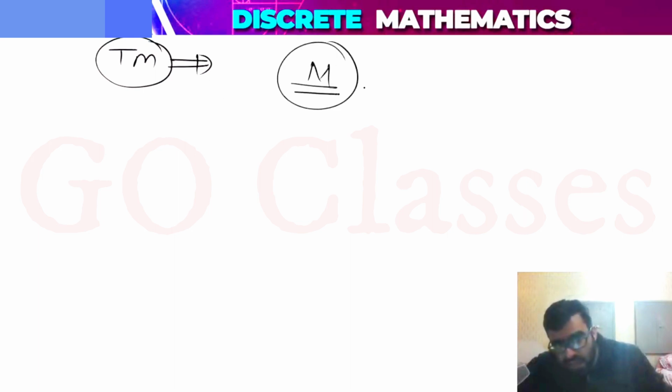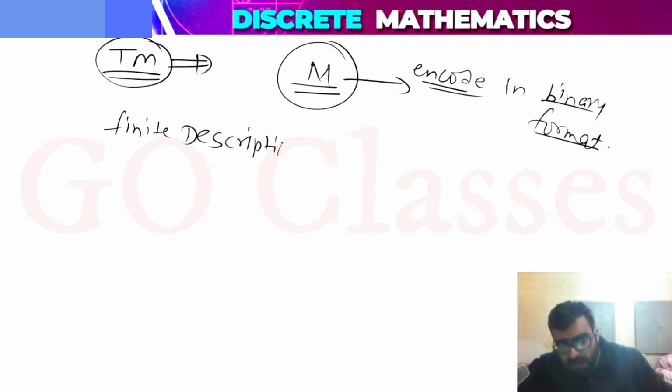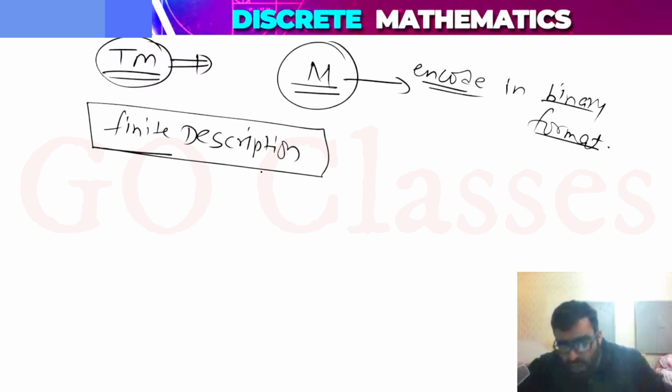Now this Turing machine I can encode in binary format. What is the meaning of this encoding in binary format? Many students actually know this, but let's see. This is not just about Turing machines. In any field of computer science, mathematics, or science, if you have a finite description, any finite description, remember, then that finite description can be encoded in binary. Every finite description can be encoded in binary.